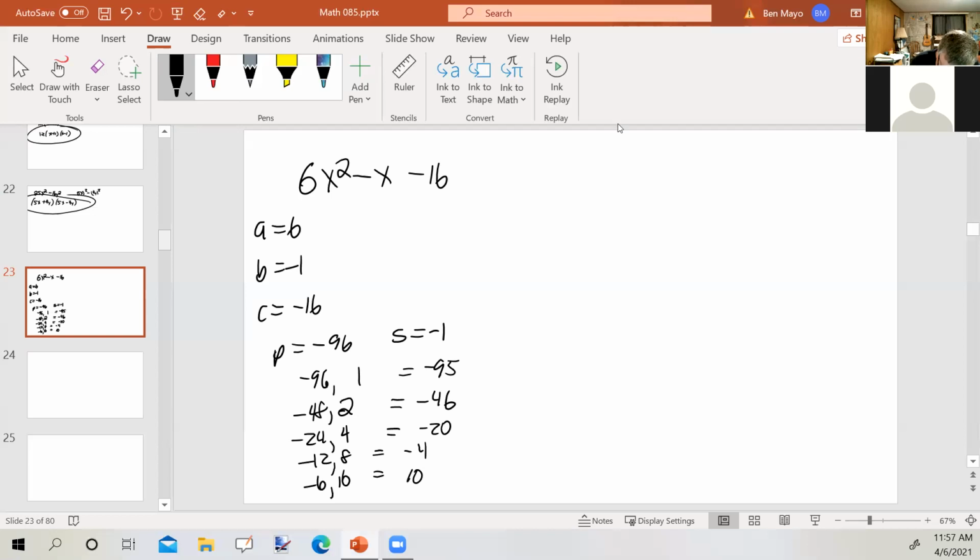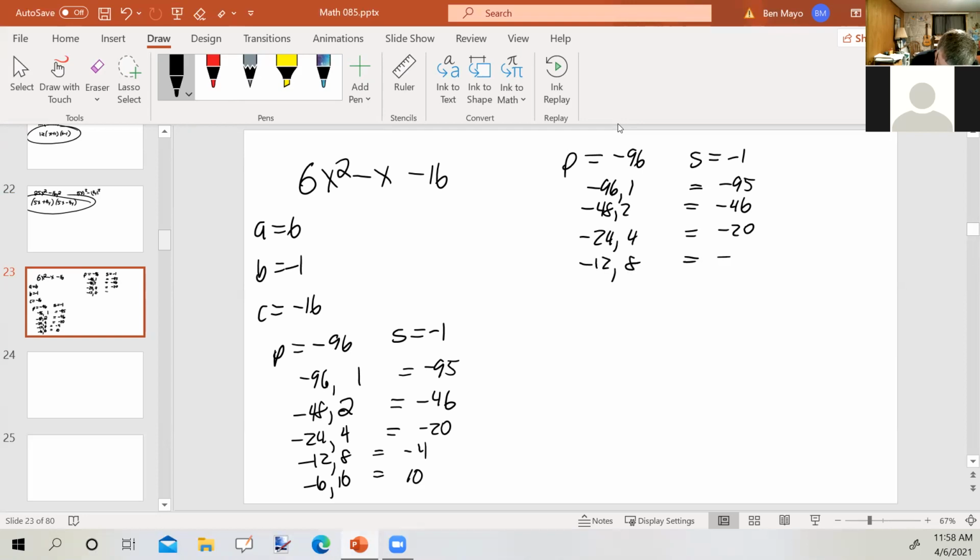I'm going to recopy this whole mess up here because I want to have more room. So I took -96 and 1, which gave me a sum of -95. -48 and 2 gave me a sum of -46. -24 and 4 gave me a sum of -20. -12 and 8 gave me a sum of -4. -6 and 16 gave me a sum of 10.